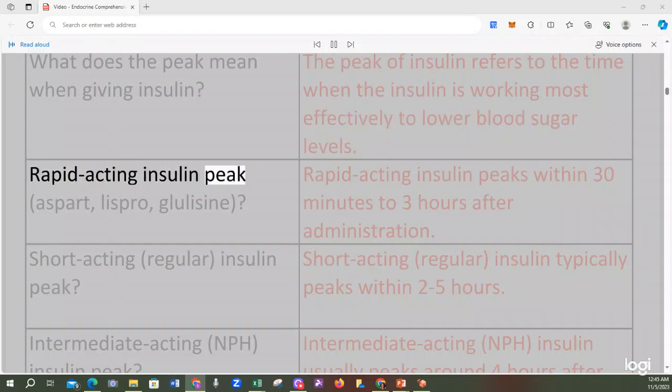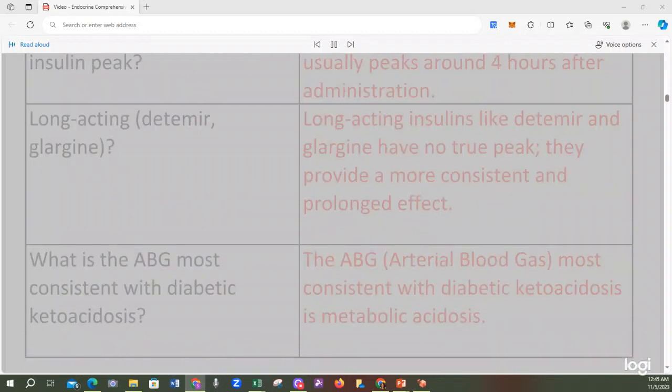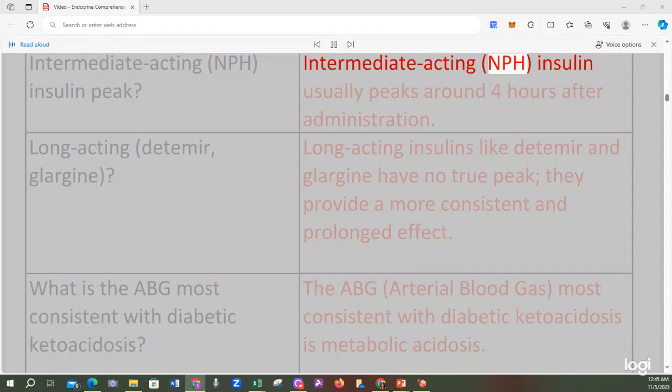Rapid-acting insulin peak, aspart, lispro, glulisine? Rapid-acting insulin peaks within 30 minutes to 3 hours after administration. Short-acting, regular, insulin peak? Short-acting, regular, insulin typically peaks within 2 to 5 hours. Intermediate-acting, NPH, insulin peak? Intermediate-acting, NPH, insulin usually peaks around 4 hours after administration.